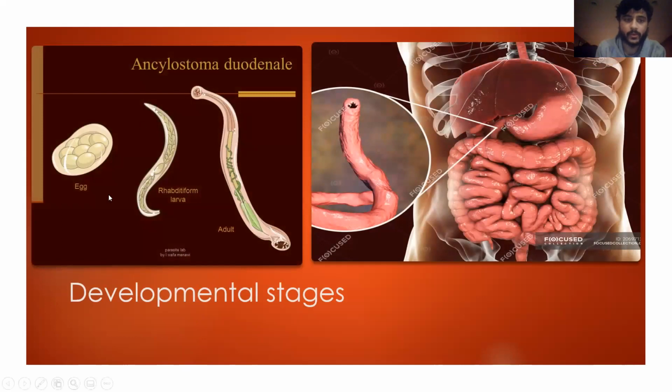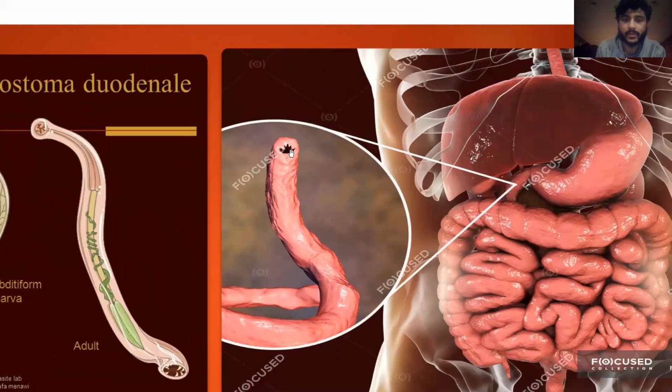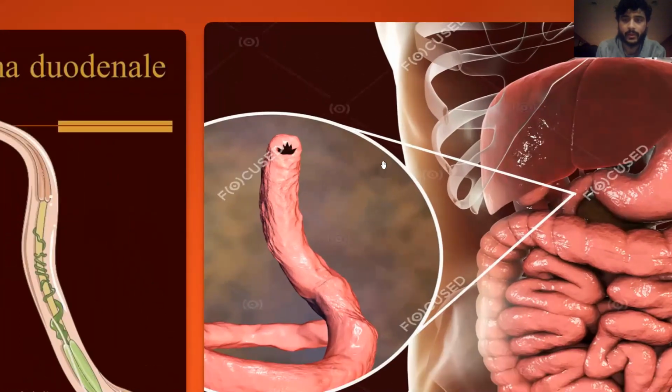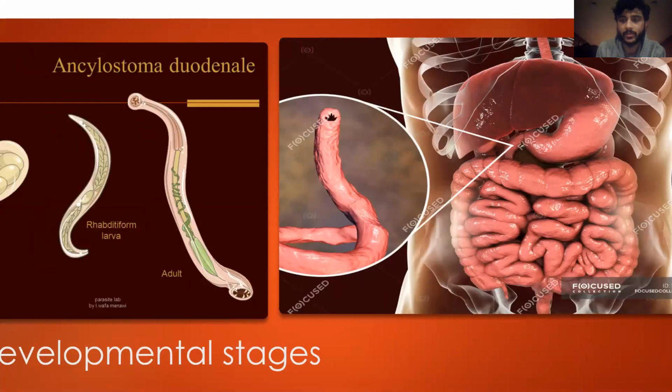So these are the various forms of it. Here's the rhabditiform larva that we talked about, and this is the adult form right over here. And in the adult form, you can see the teeth over here. This is a little bit more realistic. Here are the teeth. And in this picture, it's showing that it's attached to the duodenum. Nearly all the literature states that it attaches to the small intestine, if not somewhere on the colon, not the duodenum. I don't know why they did that in this picture, but I chose it because it's a very clear picture.